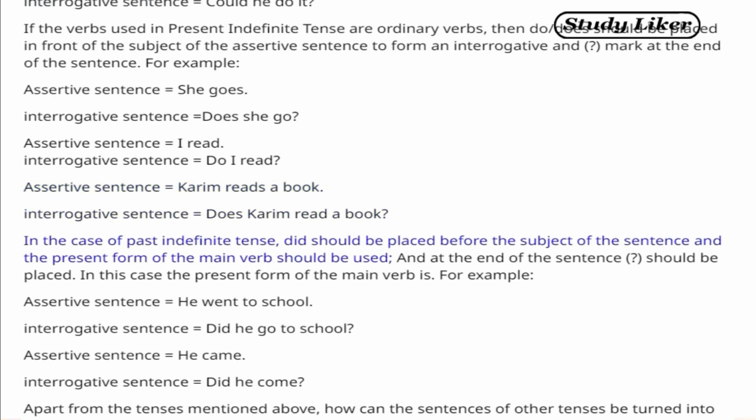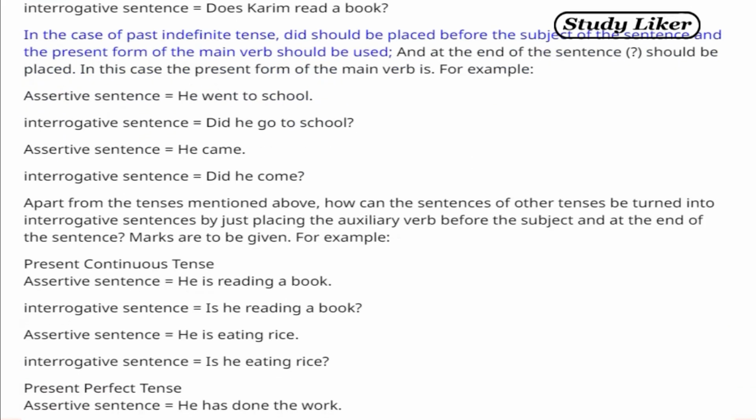In the case of past indefinite tense, did should be placed before the subject of the sentence and the present form of the main verb should be used, and a question mark should be placed at the end of the sentence. For example, assertive sentence: He went to school. Interrogative sentence: Did he go to school?